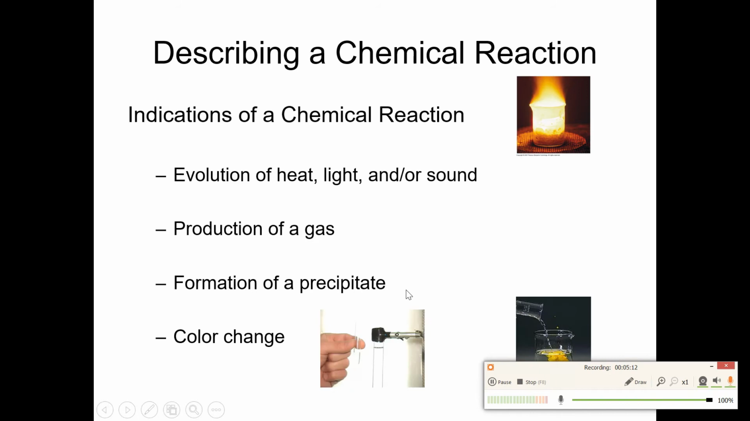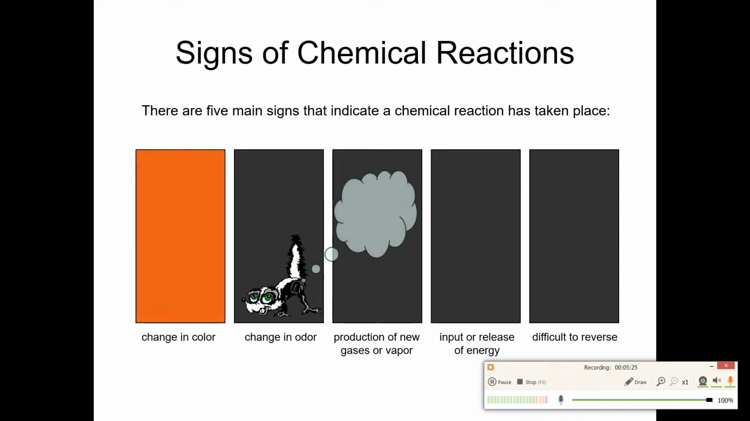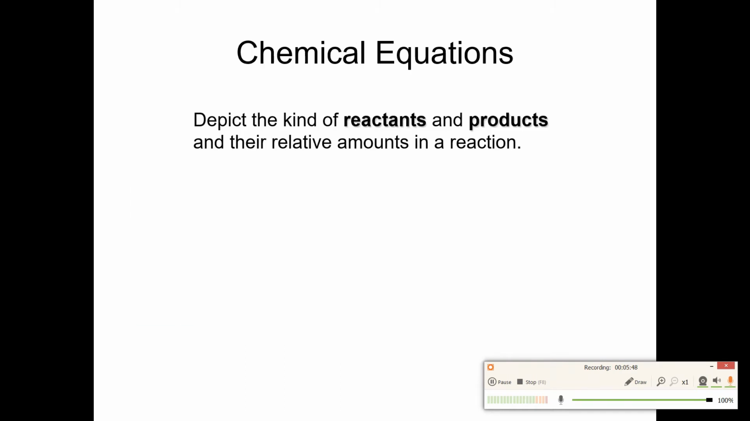So in that way, different observations and signs tell us that a chemical reaction has taken place: change in color, change in odor, production of new gas or vapors, input or release of energy, which we will understand as endothermic and exothermic reactions, and most chemical reactions are difficult to reverse. It is just like how it is very difficult to reverse the aging process. So these are the various signs that a chemical reaction has actually taken place.